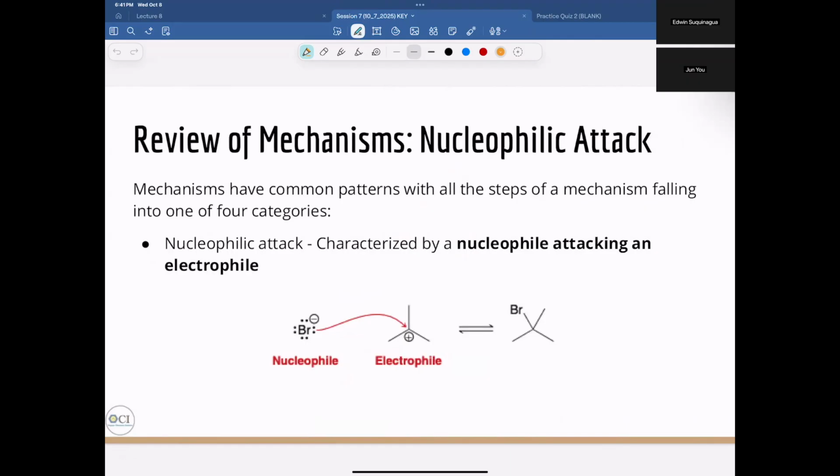So this is the first one, nucleophilic attack. It's where a nucleophile attacks an electrophile. And remember, a nucleophile is one that is electron rich, and an electrophile is one that is electron deficient.